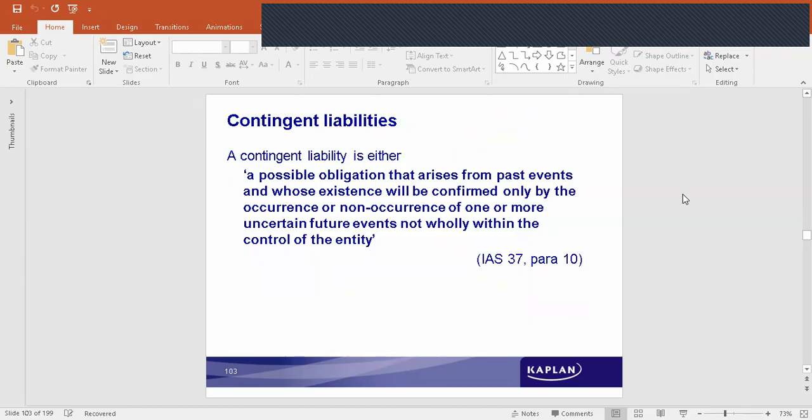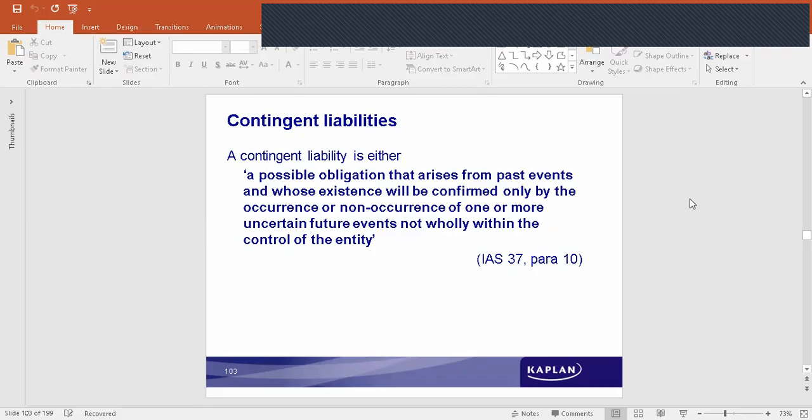Contingent liability: a possible obligation that arises from past events and whose existence will be confirmed only when the event occurs. It may occur, it may not occur, but it is possible to occur in the future. But how do we know to what extent is the liability? Only when it occurs, it would be known. It depends on the occurrence or non-occurrence of one or more uncertain future events, not wholly within the control of the entity.